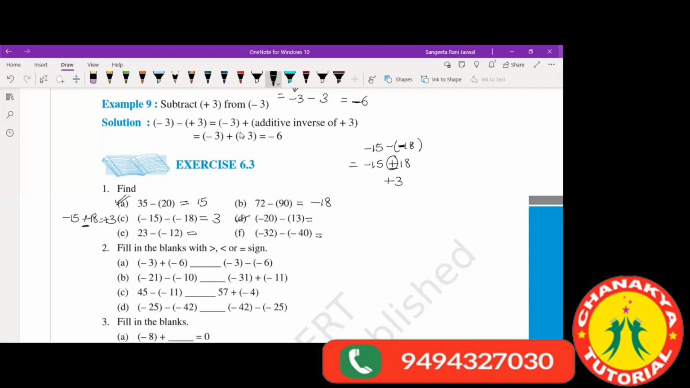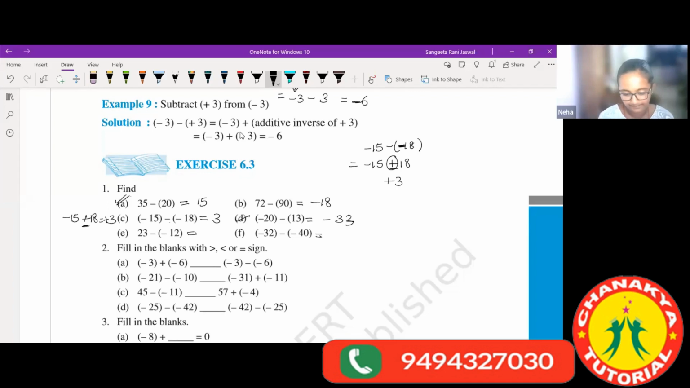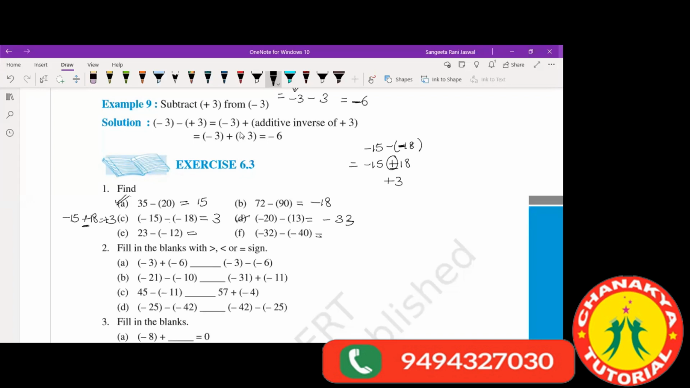Next, Adya, tell me this D bit. Ma'am, D: minus 33. Minus 32. Okay. Good. No, minus 33. Yes. Okay, Neha, tell me this. Ma'am, I got positive 35. Positive 35. Right? Minus and minus becomes plus. So 23 plus 12 is 35. So that's plus 35.